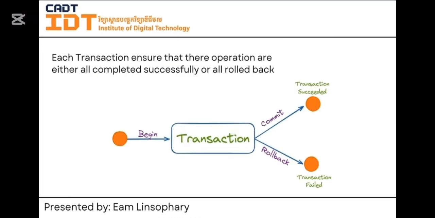This is how a transaction works. First, the transaction begins. After that, all of the database operations inside the transaction are executed. If all the operations are completed successfully, the transaction is committed. This means that changes are saved permanently in the database. If any error occurs during the process, the transaction is rolled back. This means all the changes are undone and the database returns to its previous state.